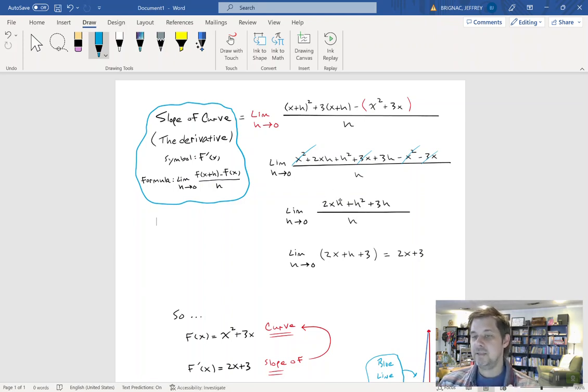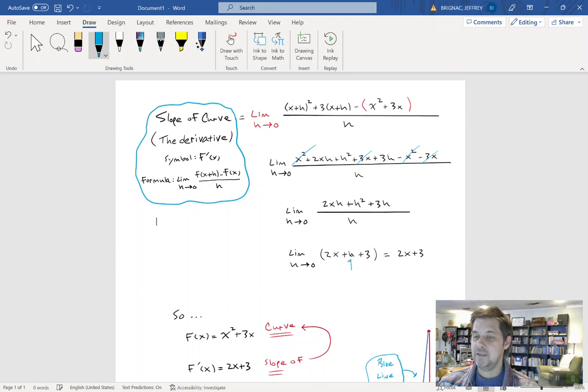This is 2xh over h, which is 2x. h squared over h, which is h. 3h over h, which is 3. Now, I've been carrying this limit along the whole time, knowing that it was only in the end that I would use it. So now that I've reduced this as much as possible, it's time to let h go to 0.